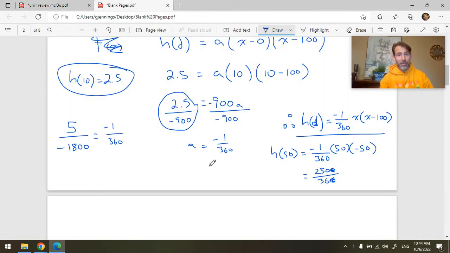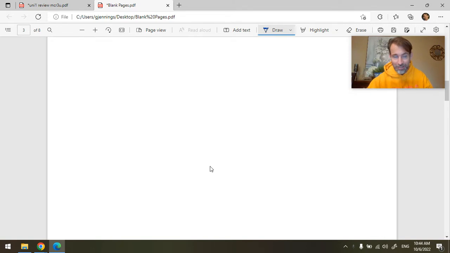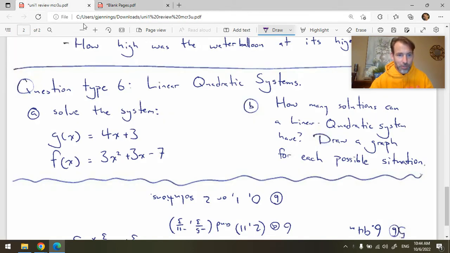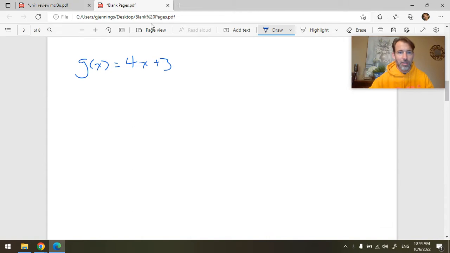4x plus 3 is g of x. So let's copy that out. G of x equals 4x plus 3. Check it when I go back here. Yep. And then 3x squared plus 3x minus 7 is f of x. F of x equals 3x squared plus 3x minus 7.